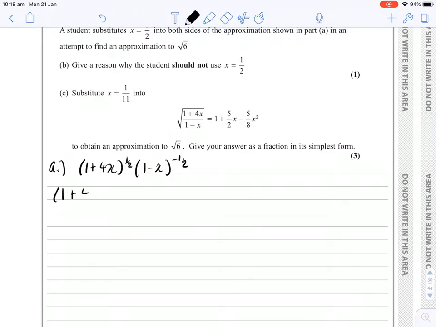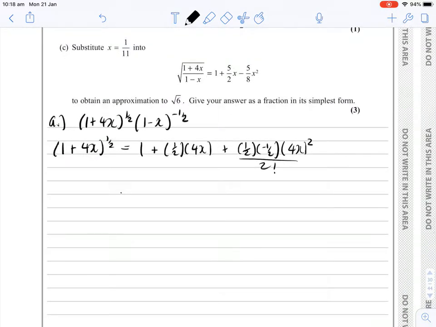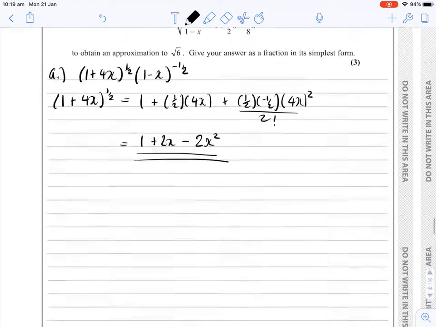So I'm going to start off by looking at (1 + 4x) to the half here. Using our formula, we get 1 + n, which is a half, lots of ax, which is 4x, plus n(n - 1), which is a half times minus a half, times (ax)², so (4x)², all over 2 factorial. So this is going to give us 1 + 2x, and then a half times minus a half is minus a quarter, times 4x squared. So this is minus a quarter times 16, which is 4 over 2, x squared. So we got that part.